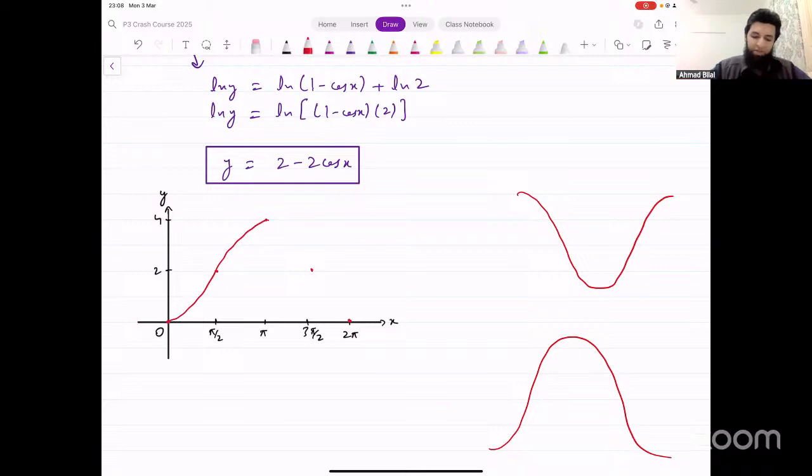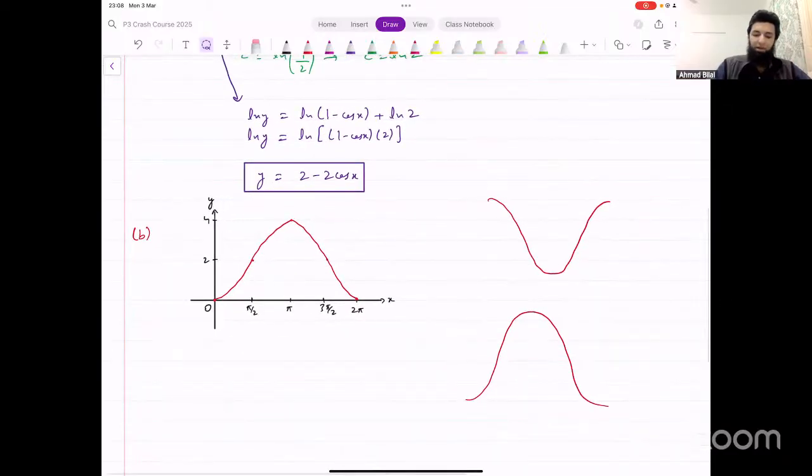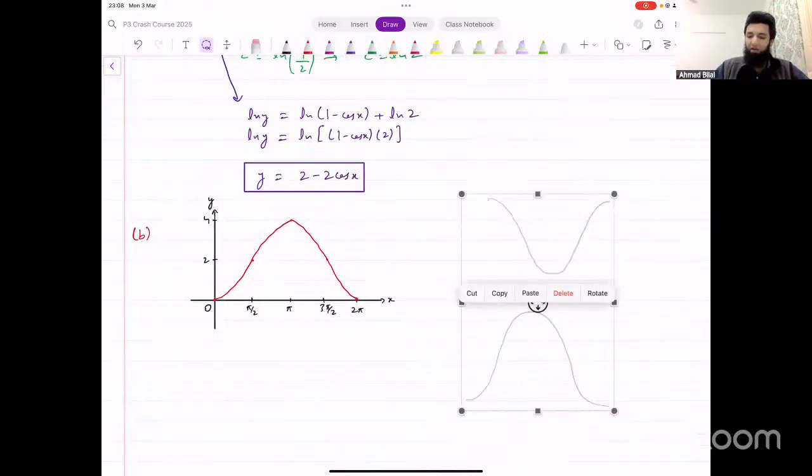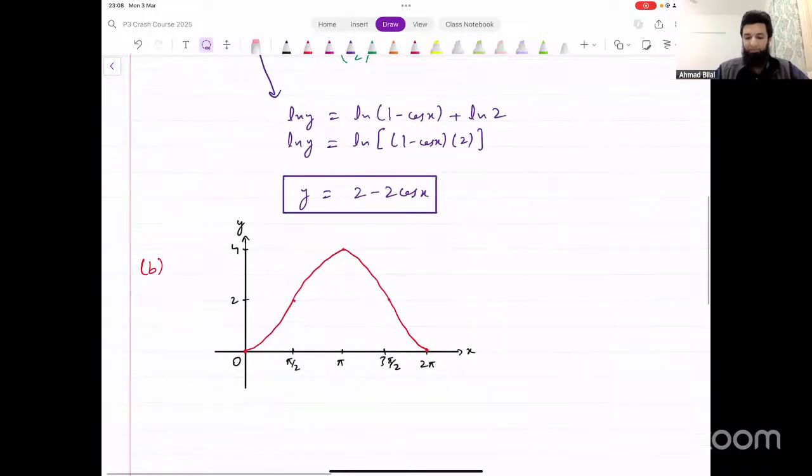If you don't remember the shape, then you would have to take more points. So it's important that you remember the shape so that just sketching a few points, you can join those points using the correct curve. This is what it is going to look like. That's your graph for y equals 2 minus 2 cos x. All right, that was the second part of this. And that's it. Let's move on to the next one.